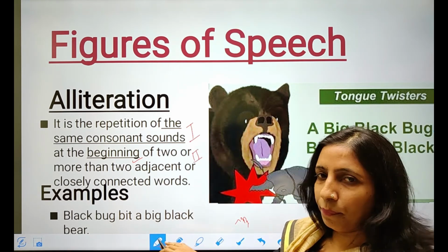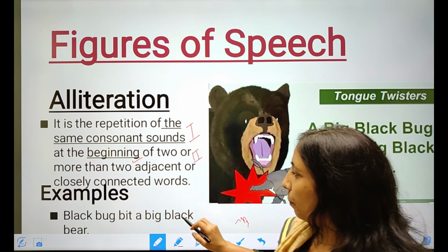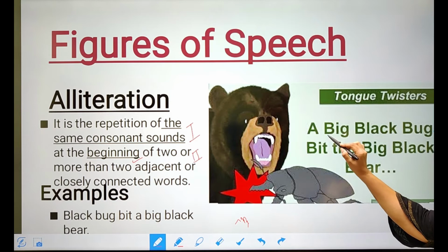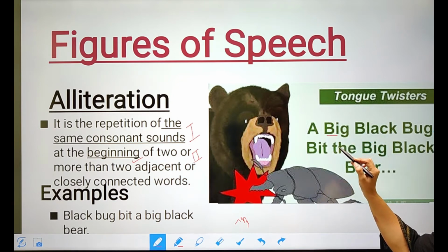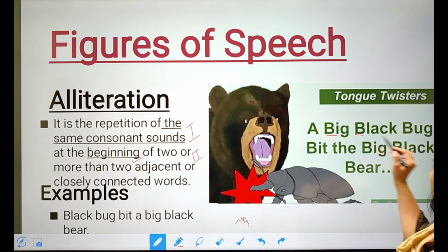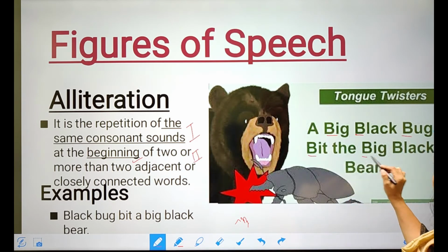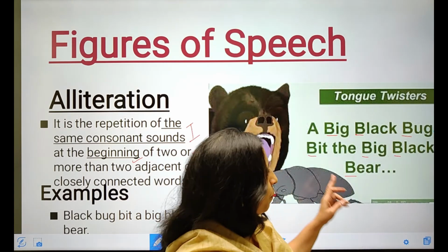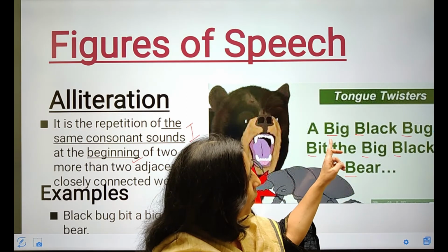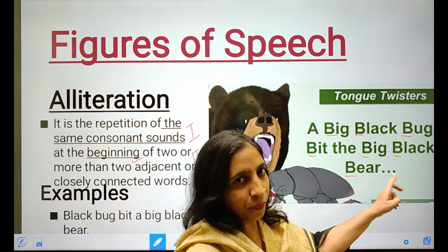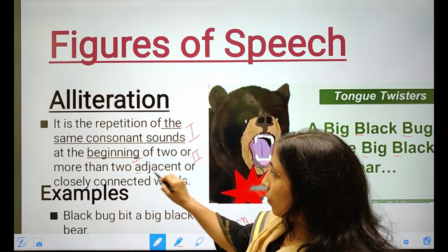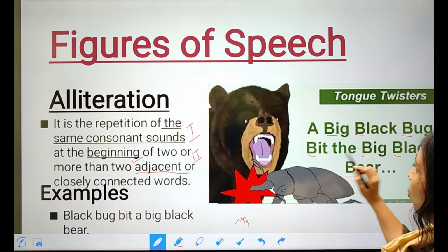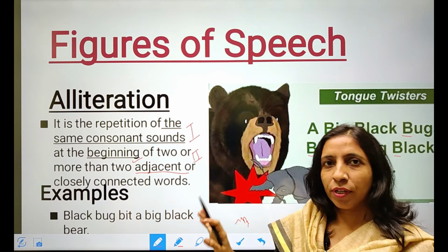Okay, now see the example. Black bug bit a big black bear. Here you see the clip art. The word big begins with a consonant B. Similarly, black bug bit big black bear. So here you see the repetition of the consonant B, which is repeated at the beginning of each and every word. They may be adjacent words, or they may be close to each other, connected to each other. So this is about alliteration.